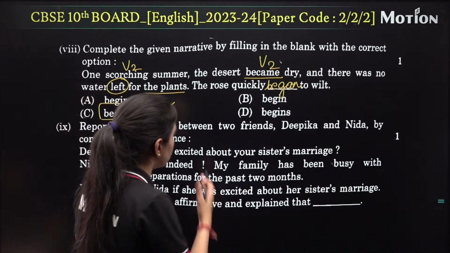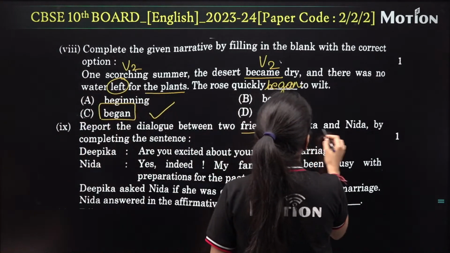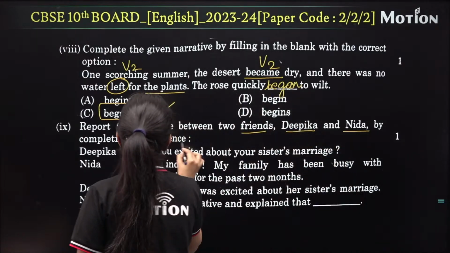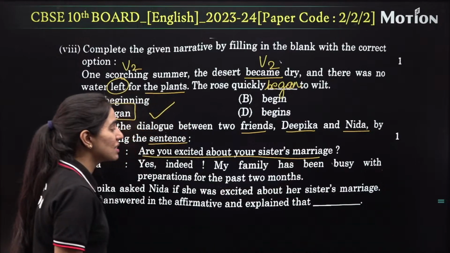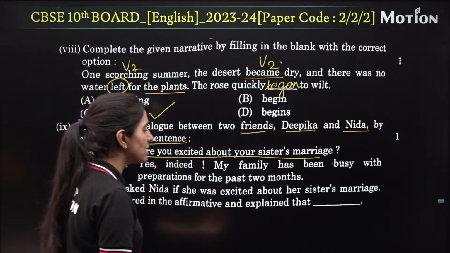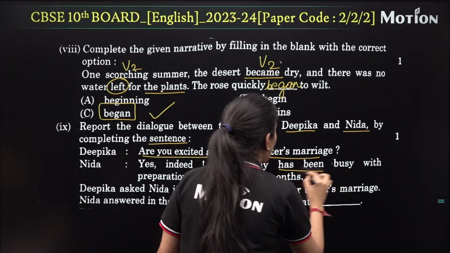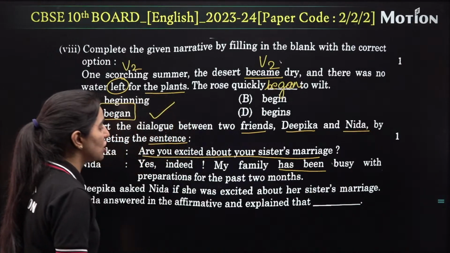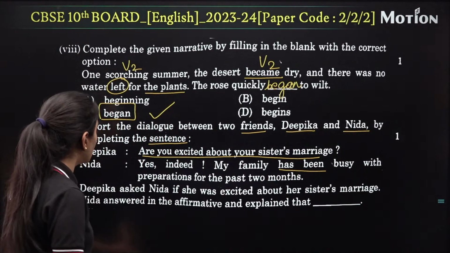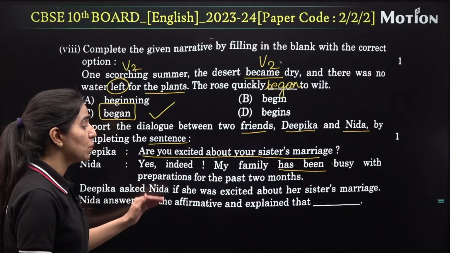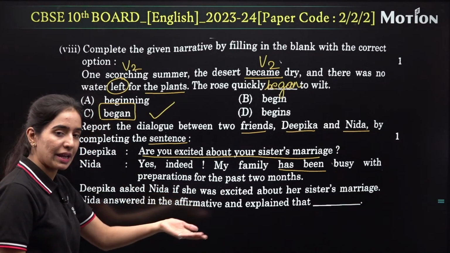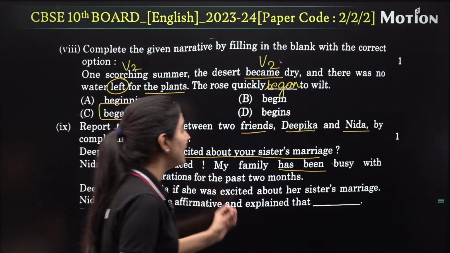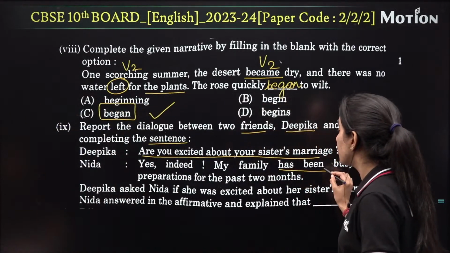Report the dialogue between two friends, Deepika and Nida, by completing the sentence. Deepika says, are you excited about your sister's marriage? And Nida says, yes, indeed, my family has been busy with the preparations for the past 2 months. So, Deepika asked Nida if she was excited about her sister's marriage, and Nida answered in the affirmative, again in a positive way, and explained that my family has been.